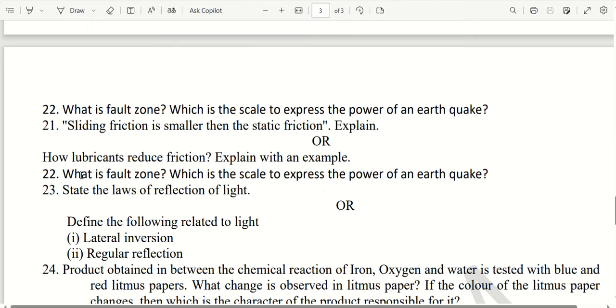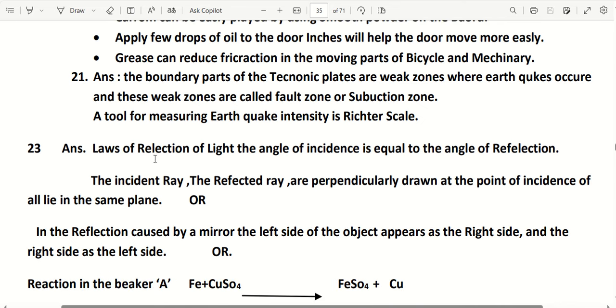Then what is the next, 23? State the laws of reflection of light, or define the following related to light: lateral inversion and regular reflection. So here the laws of reflection: the angle of incidence is equal to the angle of reflection. This is the first law. And the second law is that the incident ray, the reflected ray, and the perpendicular drawn at the point of incidence all lie in the same plane. This is the second law.